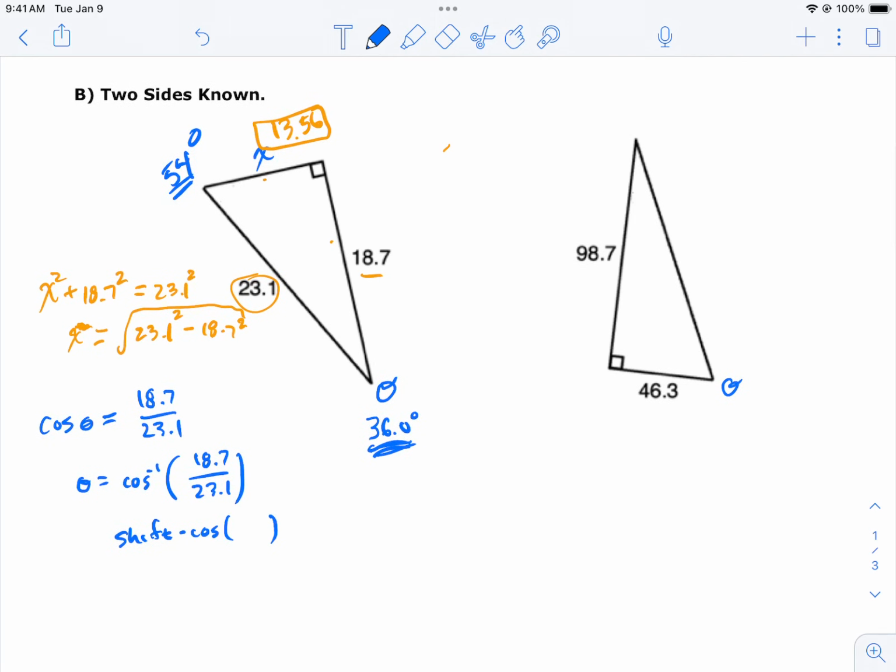So let's see, what do I have here? This would be the opposite. That's the hypotenuse, so this is the adjacent. Opposite over adjacent is tangent, right? So the tangent of theta is 98.7 over 46.3.